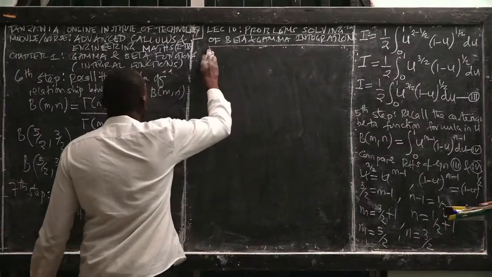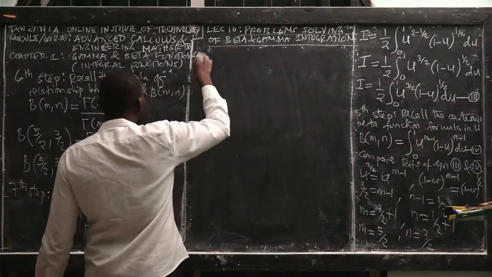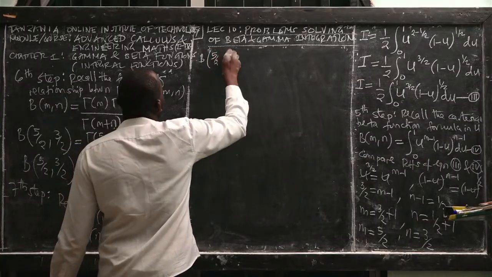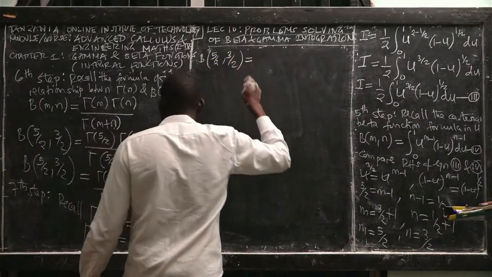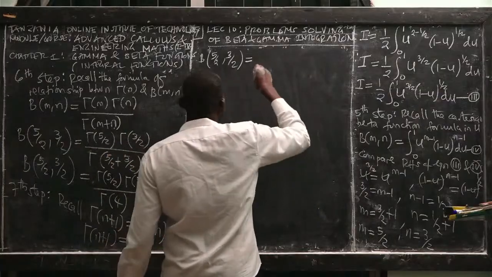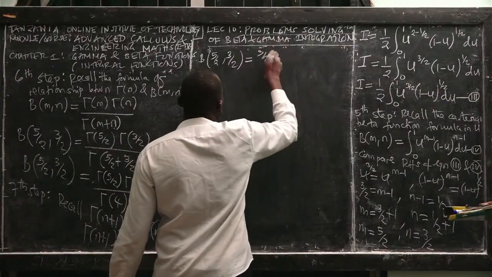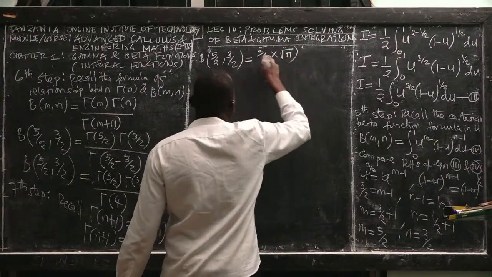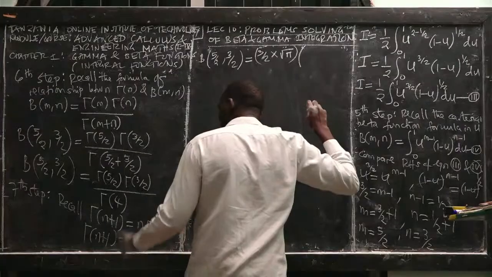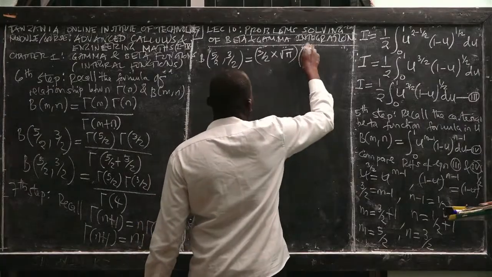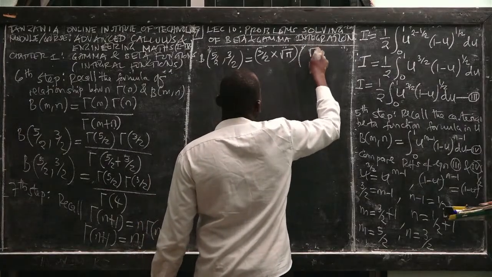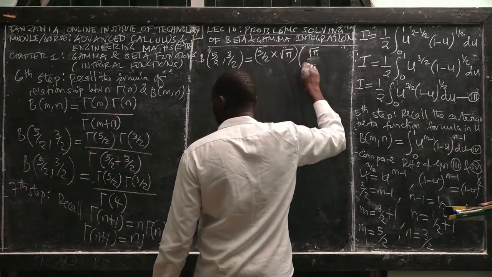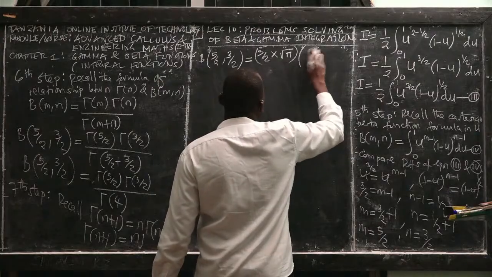So, with this, we are looking for beta of 5/2, 3/2. This is equal to gamma of 5/2, which is 3/2 multiplied by under root pi, as I taught you in the previous lecture. Gamma of 3/2 is under root pi over 2. Under root pi, yes, this one plus gamma of a half, it is only under root of pi.